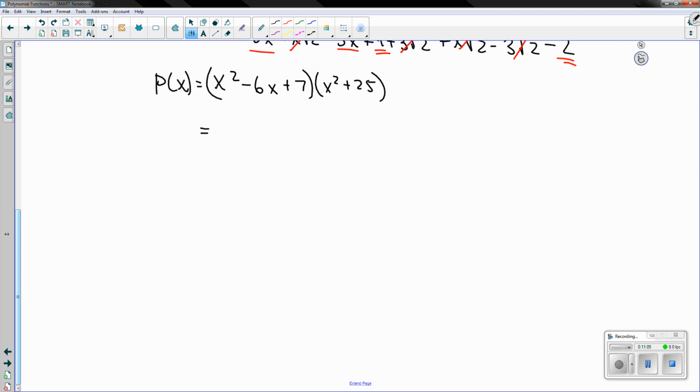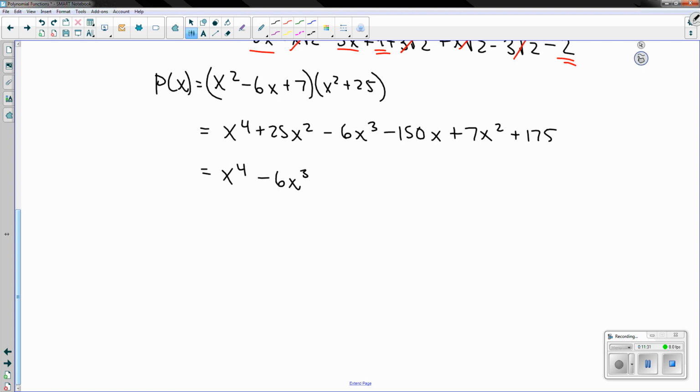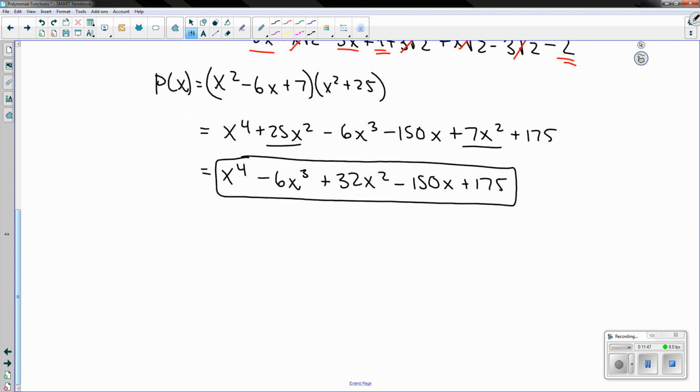We're going to distribute the x squared. So we're going to get x to the fourth plus 25x squared, then distribute the negative 6x. So minus 6x cubed, and then minus 150x. And then we're going to distribute the 7, so 7x squared, and then 175. We're going to combine like terms and put it in standard form. So the cubic term will come next. We'll combine the quadratic terms into 32x squared minus 150x plus 175. And here is our degree 4 polynomial that has those 4 zeros.